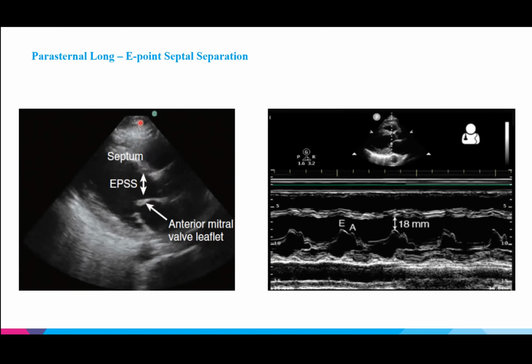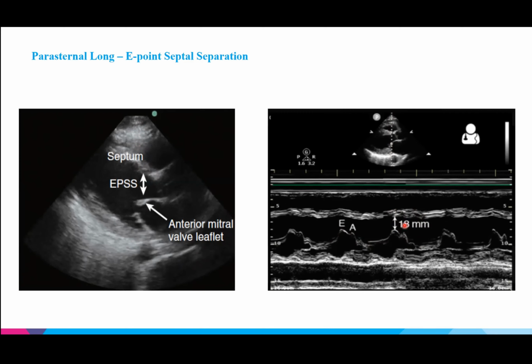So if you imagine putting a dotted line here in the same area, and you're seeing this movement of the anterior leaflet here, this is calculating it at the closest distance. And so this would be suggestive of reduced LV function because it's greater than 10 millimeters, or greater than 1 centimeter. Any questions about that?